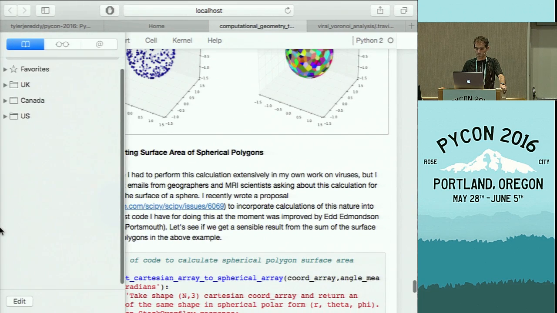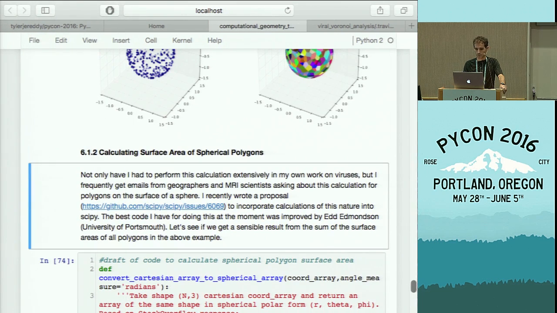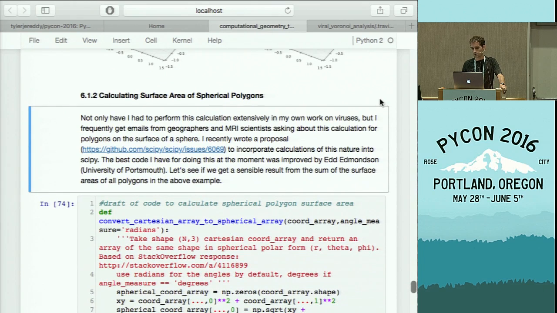So that's an open issue on SciPy. I opened a fairly long description of what we have working and what we don't. I think for most reasonably well-behaved polygons on the surface of the sphere, the code will just work. It uses Lhuilier's formula to do the calculation, and this was based on input from another mathematician, Ed Edmondson at the University of Portsmouth. I think he works in astrophysics.